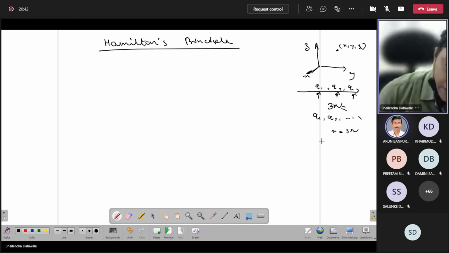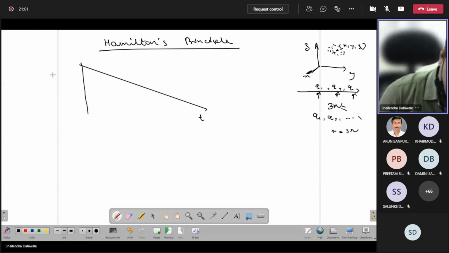Okay. And then when the complete system, if you have an n-particle system, is moving here with time, it may trace some path. But what we do here is, all the n dimensions we cannot draw, we cannot draw n-dimensional space.